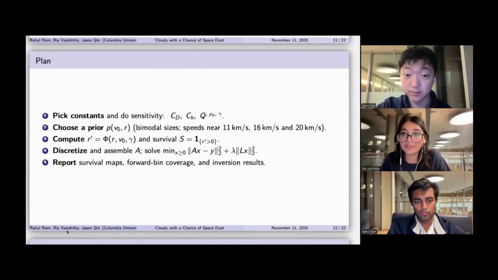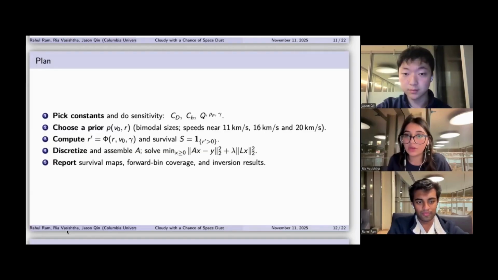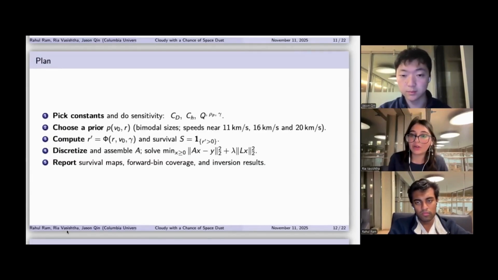Our workflow had 5 steps. One was to pick baseline constants and test sensitivity for C sub D, C sub H, Q, etc. Two, to choose an initial distribution with bimodal sizes and typical speeds near 11, 16, and 20 kilometers per second. Three was to compute R prime and mark which particles survive. Four was to assemble the matrix A and solve for the inverse problem. And five was survival maps, ground coverage, and recovery distributions. That full loop connects physics, data, and inference.